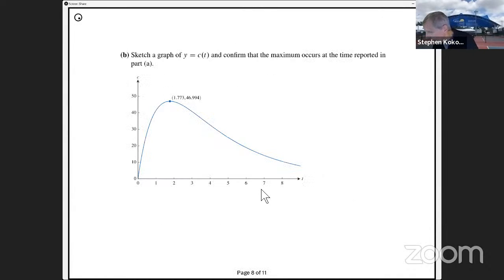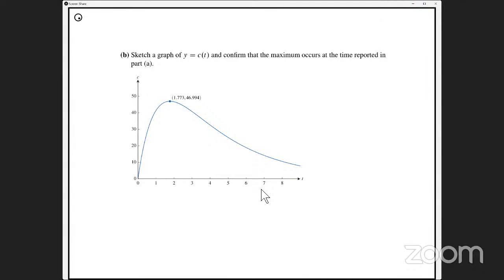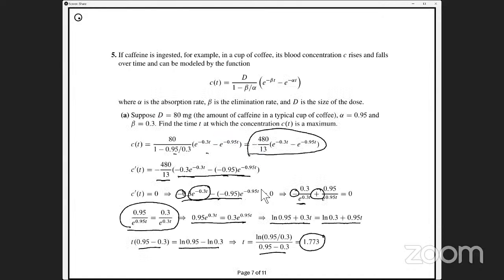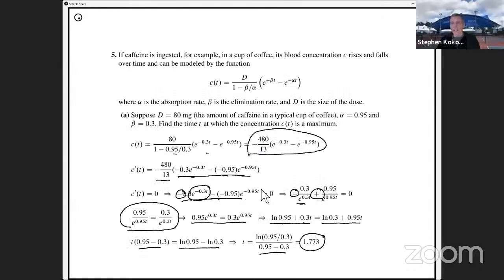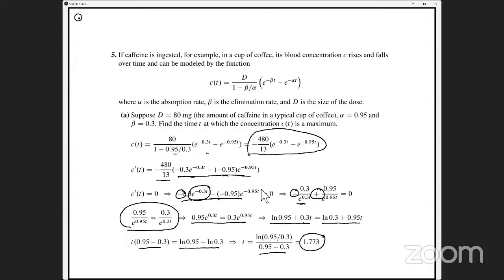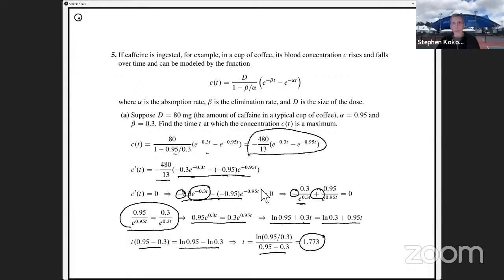Cool. I'm curious, Steve. I've got to know, are those constants things that you looked up, like the alpha and beta there? No, they are actually pretty reasonable. I believe that the absorption rate tends to be much higher than the elimination rate. And those are in terms of milligrams per minute? Milligrams per, yeah, I'm going to say minute, but I forgot.